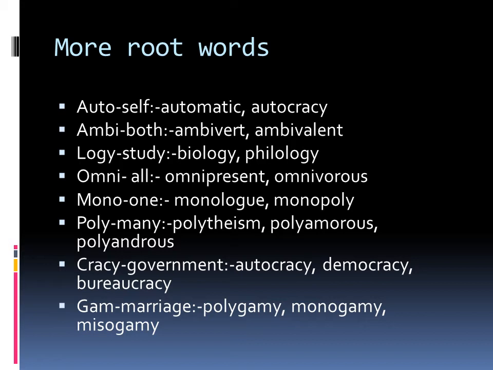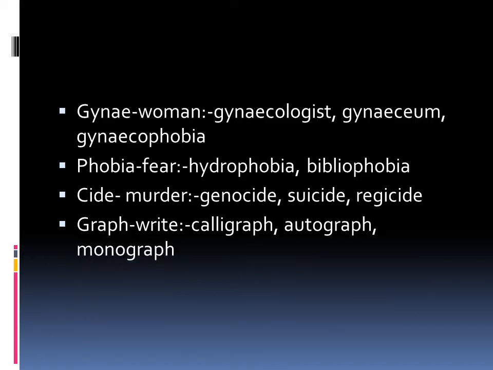One thing should be noted down. Polyandrous and polygamy can be antonyms. Polyandrous, having many husbands; polygamy, having many wives. Same is monoandrous, having one husband, and monogamy, having only one wife.